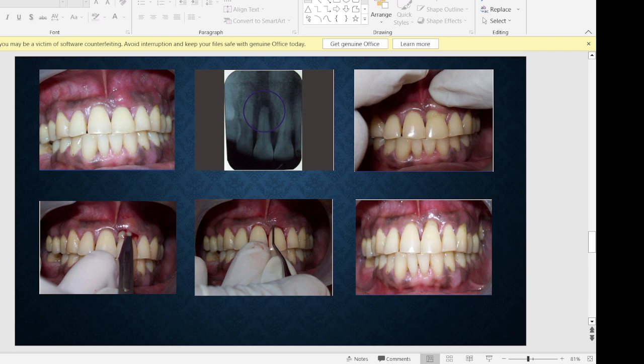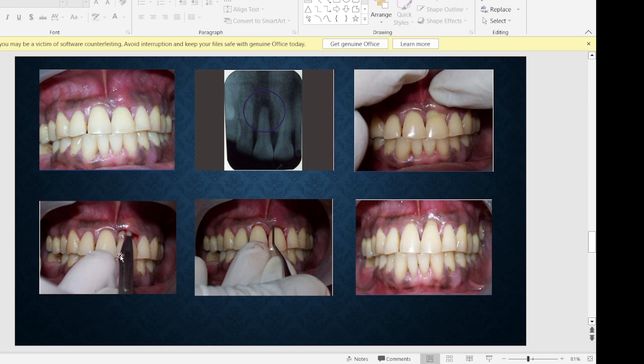So this is the case as you can see here. This is a case where you can find a periodontal abscess in relation to 2:1, and radiographically you can see a radiolucency over here. Then we just gave digital pressure over that, so you can see that pus is coming out from the 2:1 area.